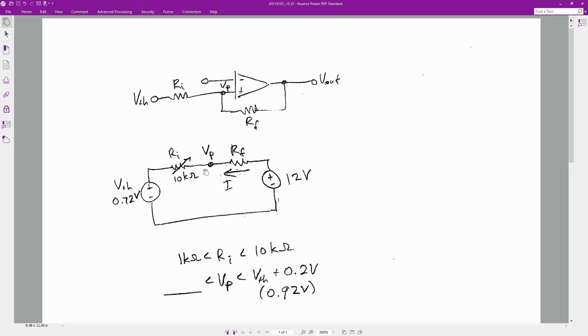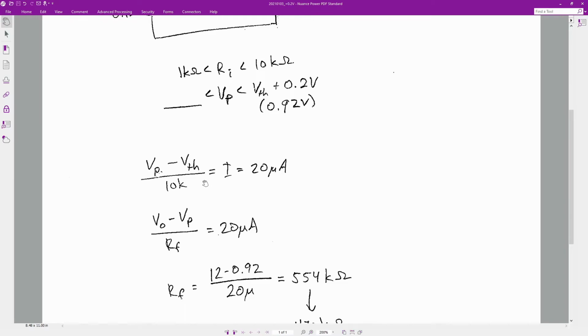Since I know VP, this is a pretty easy problem to solve. In order to determine this resistor value, I just need to know voltage and current. I already know the voltage across it because I know the output is 12 volts and VP is 0.92 volts, but I don't know the current. The current is easy to find because it's in series with RI and I know the voltage across RI. All I have to do is take VP minus VTH, divide by 10K, and my current is 20 microamps.